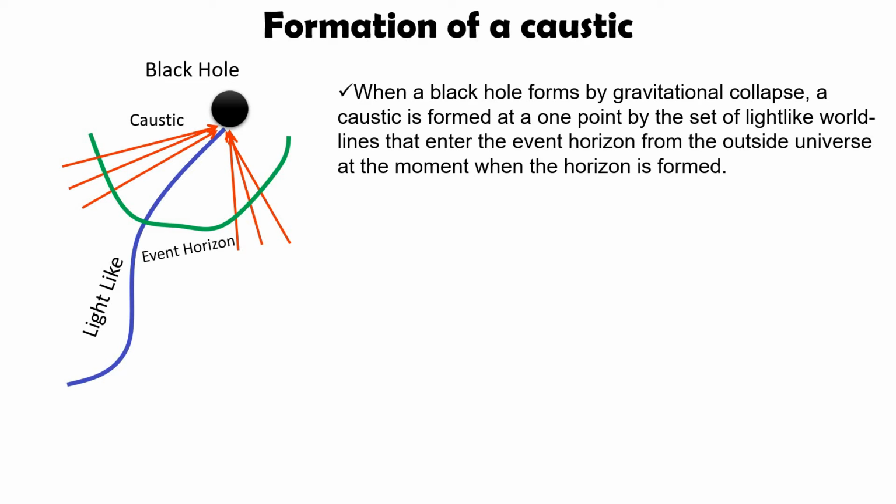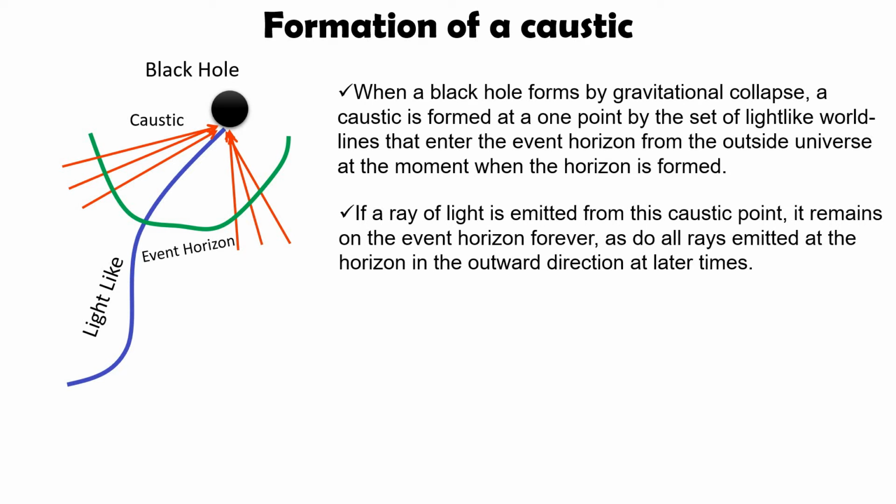and this green line is the event horizon. Now you see what happens if a light ray is emitted from the caustic point, it remains on the event horizon forever, as do all rays emitted at the event horizon in the outward direction at later times. It is never going to cross the event horizon. And pay attention to the left hand side diagram. Here the light ray is emitting, and here it stops just at the edge of the event horizon. So this is another very important and interesting feature of caustic.